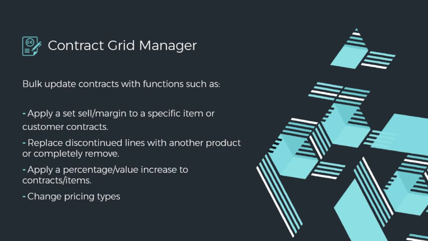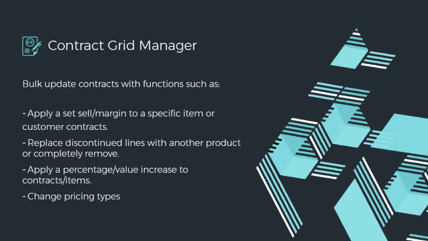Also applying a percentage or value increase to certain contract items. So maybe a customer you're not making good margin on, you have a look at the contracts in the grid manager and you want to apply a 5% margin on top of the contract, you can do that in one sweep. So search for the customer's contract. So as an example, Ollie Rolls FC, look at their 20 items on there at the moment, and then apply an increase to that as well.